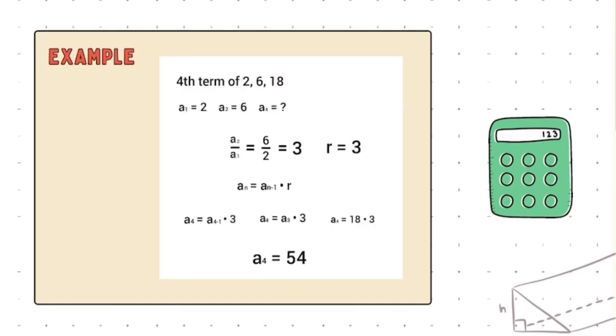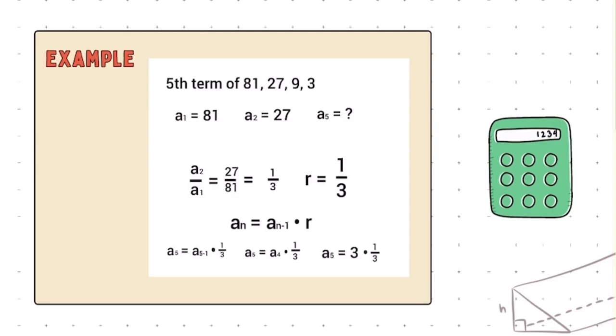First example, find the 4th term of 2, 6, 18, 54. Here, the first term is 2, and the ratio is 6 divided by 2, which equals 3. Using the formula, a sub 4 equals 2 multiplied by 3 raised to the 3rd power. 3 raised to the 3rd power is 27. Multiply 2 times 27 equals 54. So the 4th term is 54.